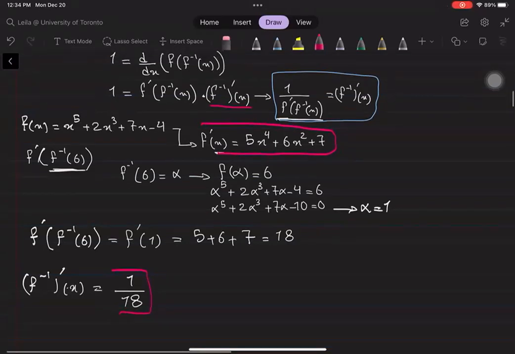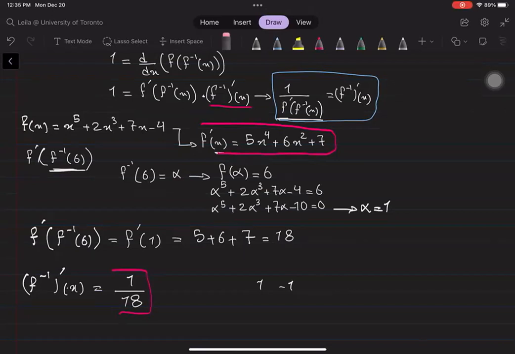Usually with polynomials that are degree more than 3, you can guess, for example, 1, minus 1, 2, minus 2. Usually the ones that they give on the exam have one of these as the roots.